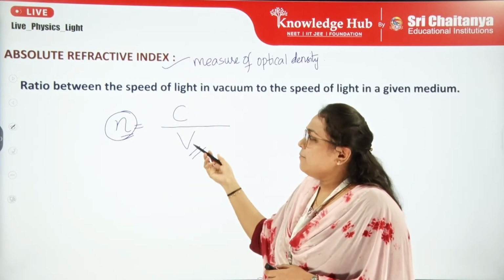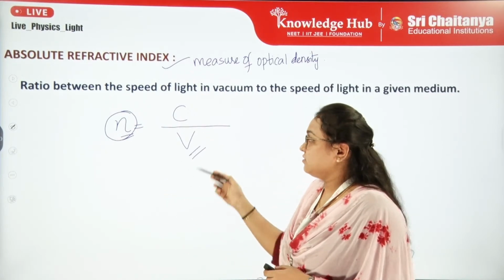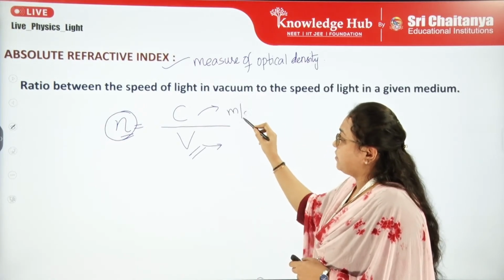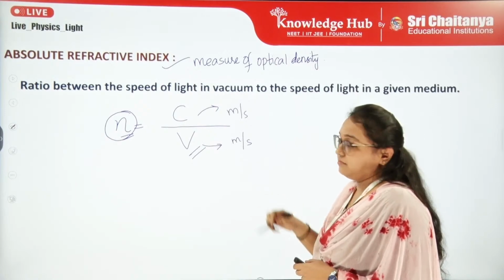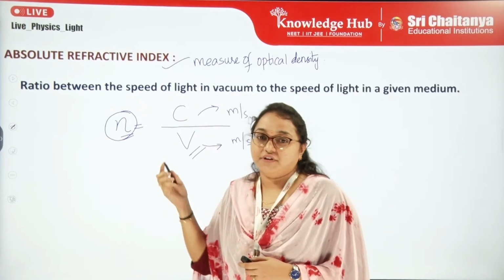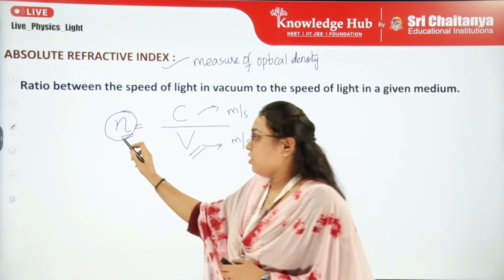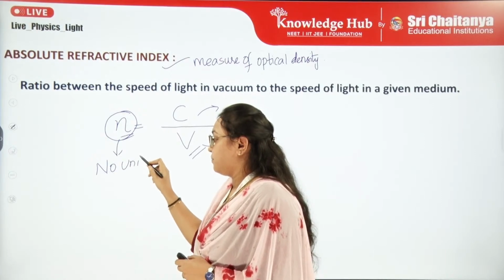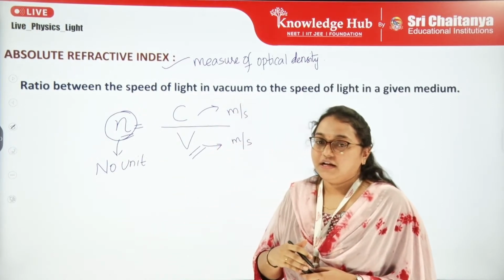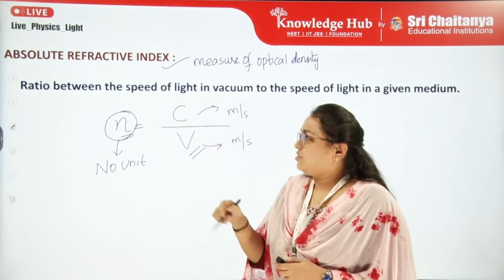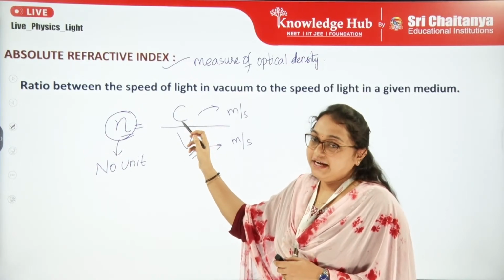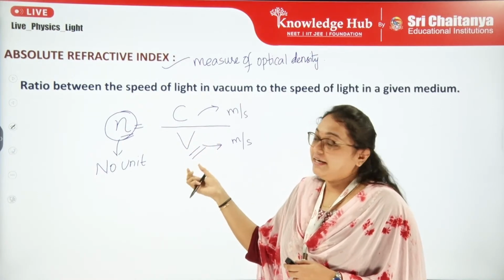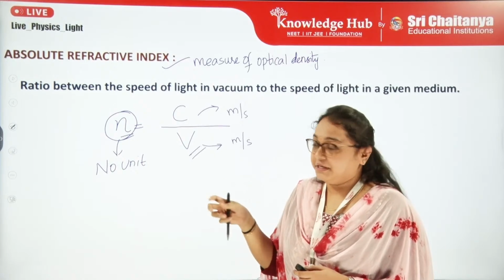When we talk about the units of absolute refractive index, this is a speed and this is a speed. Both are measured in meter per second. So there won't be any unit for refractive index. It is a unitless quantity. Right, so we'll talk about C and V. What is C here? It is the speed of light in vacuum, and V is the speed of light in one specific medium.